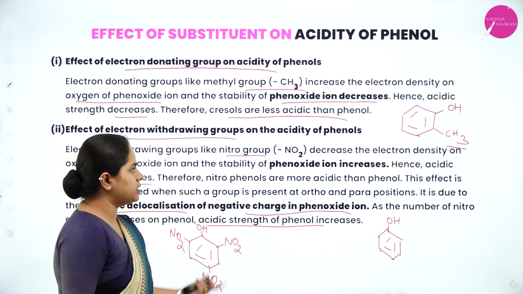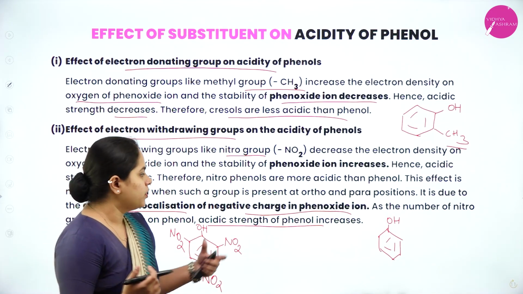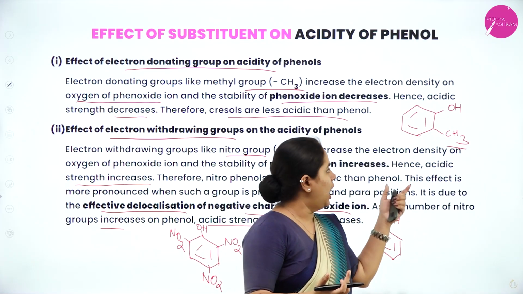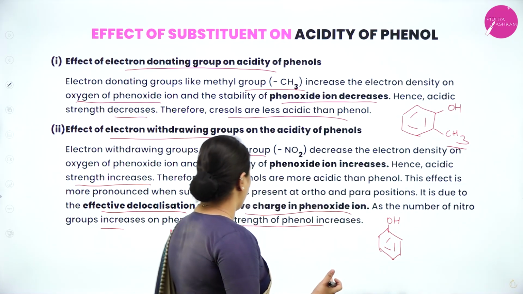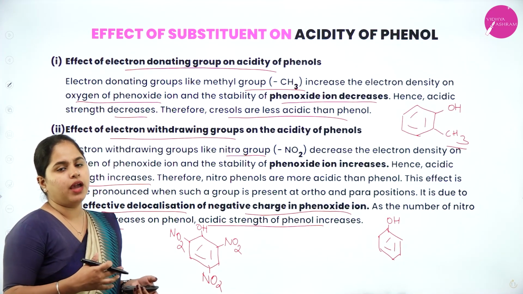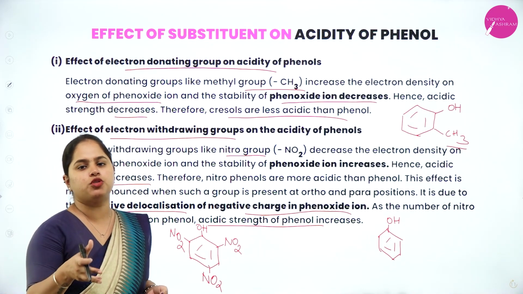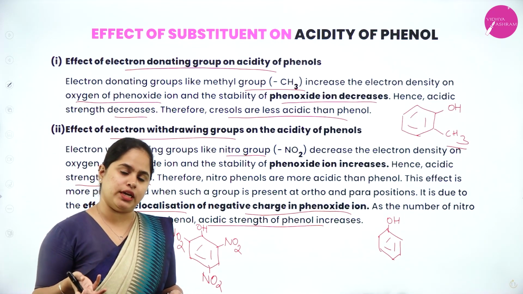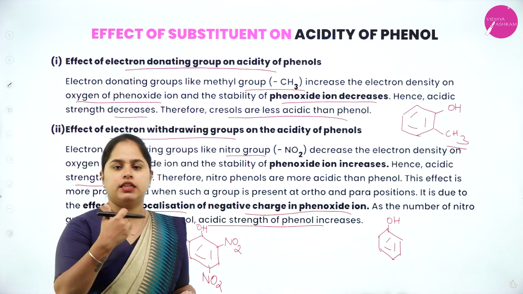If you are considering these three, nitrophenol has the highest acidity because the nitro group is electron withdrawing. In phenol, there are no other substituents. Considering cresol, the alkyl group is electron donating, so it makes it less acidic, right? So this order is also very important to remember. Various compounds will be given to you and you will be asked to write them in the decreasing or increasing order of acidity. What you have to check is whether the substituent present there is an electron withdrawing group or an electron donating group. If it is an electron donating group, the acidity will decrease. If it is an electron withdrawing group, the acidity will increase, right?